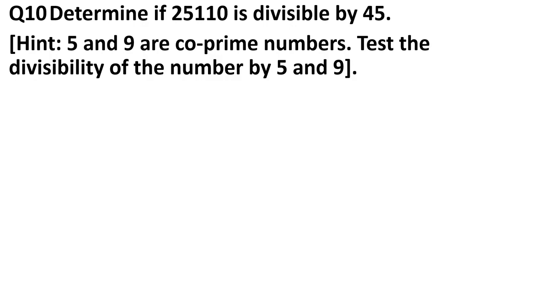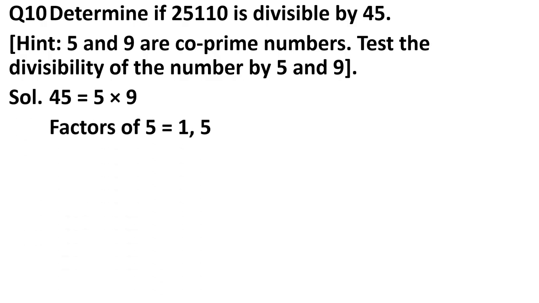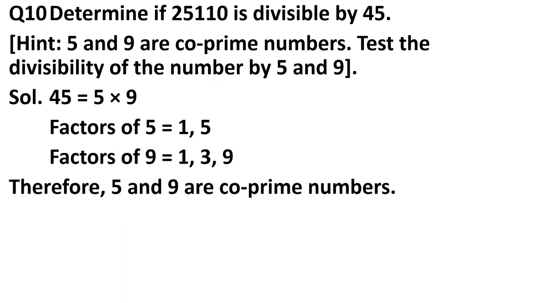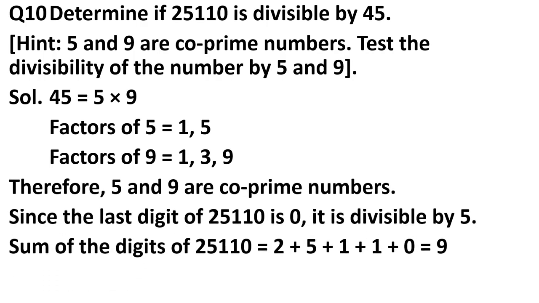You know that 5 9s are 45. Now find out the factors of 5, 1 and 5. Find out the factors of 9, that is 1, 3 and 9. Are they co-prime numbers? Yes, they are co-prime numbers because the common factor is only 1. Now we will check whether they are divisible by 5 and 9 or not.